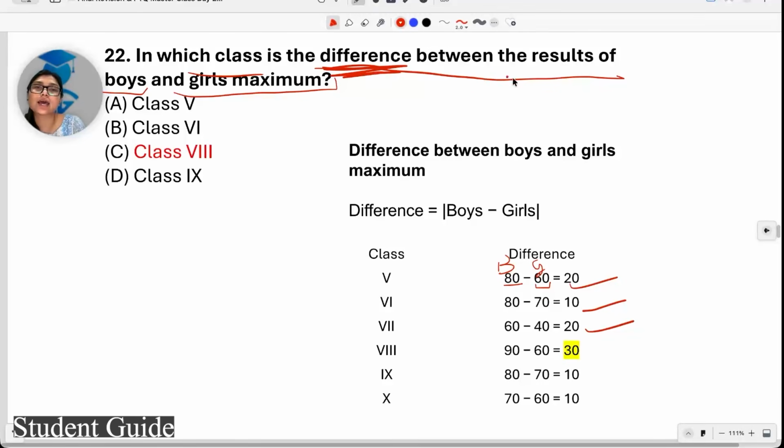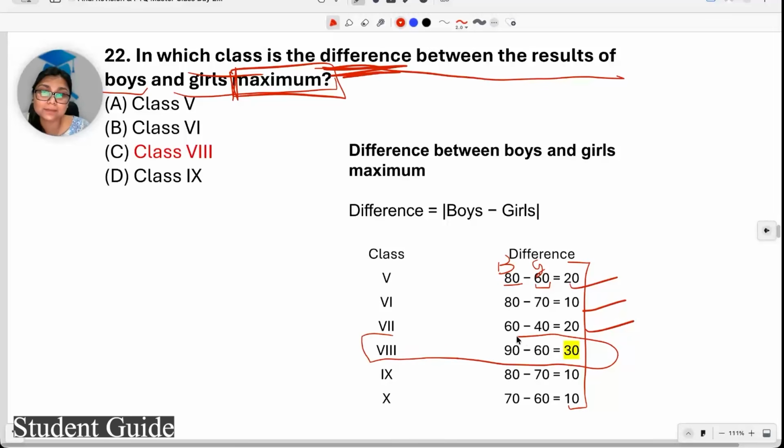Now the question is asking that difference between boys and girls is maximum. It means which one is the larger. So from this portion, we need to check the most larger one. So here in class 8, you can see boys were 90, girls were 60, and the difference is 30, which is larger than the others. That's why class 8 is the correct answer for this question.